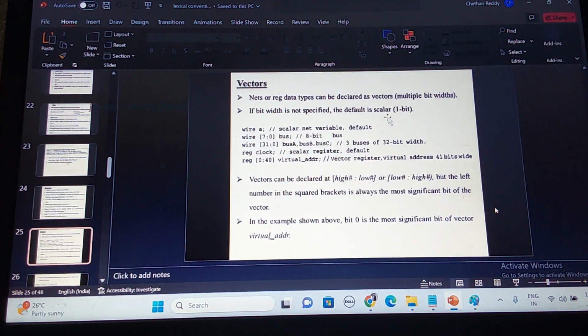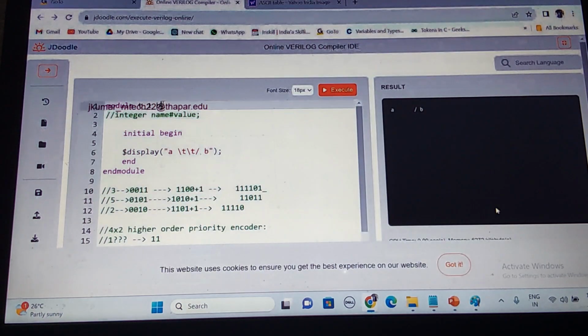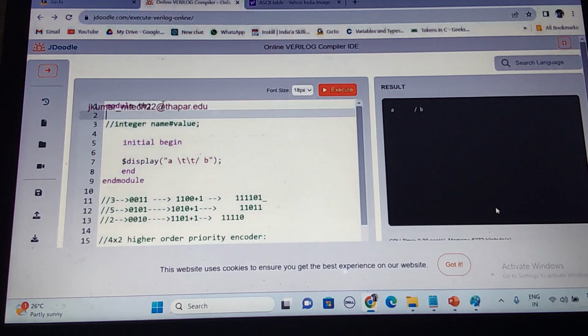Similarly, reg [2:0] A means 1 vector. The reg with the size width is nothing but 1 vector. You understand? So what is the syntax for declaring the scalar and vector? Suppose I am writing like this. Let me check the TB, module TB. I am declaring reg A. Reg A is nothing but 1 scalar.